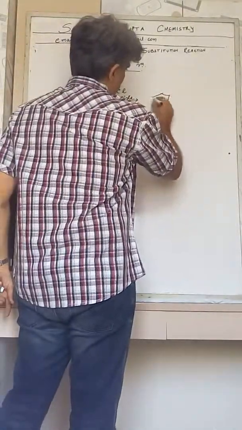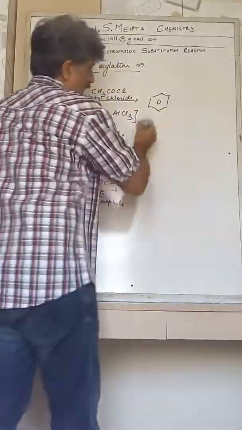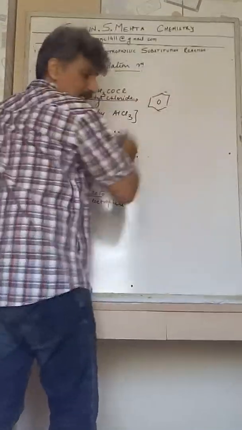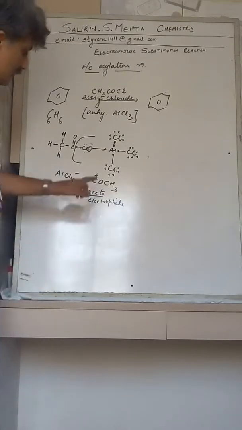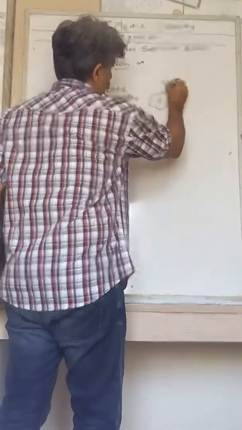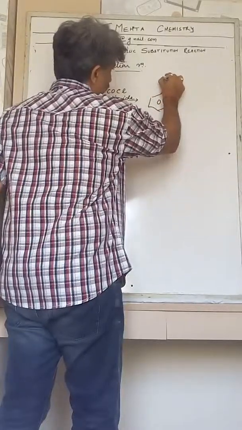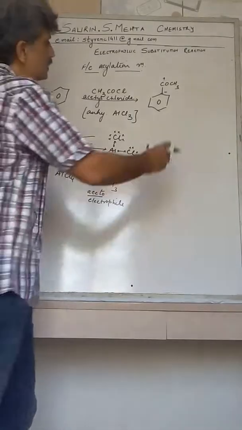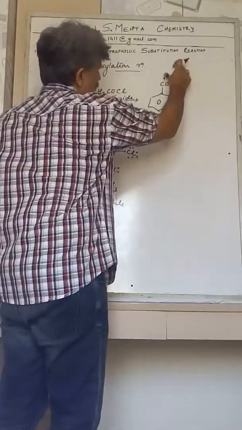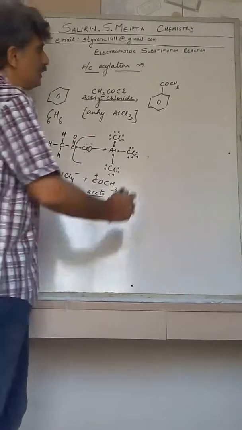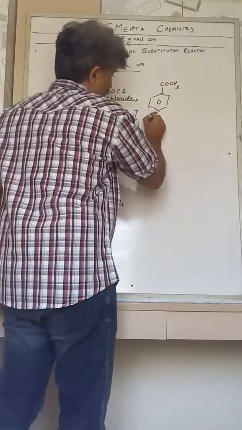So here you can see the carbon of benzene will have minus sign because H has left the carbon, and COCH3 which has got plus sign will be bonded over here. So the plus and the minus form a bond, and now plus and minus get nullified to give you a compound in which the group is the aceto group.